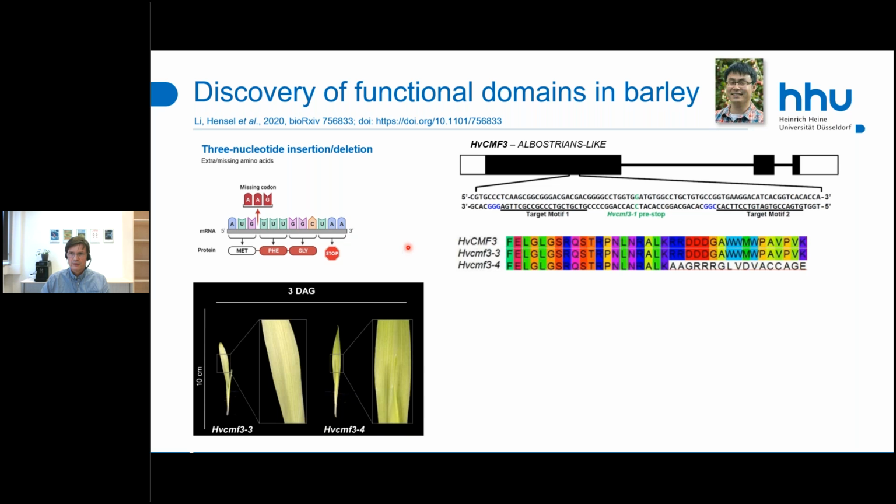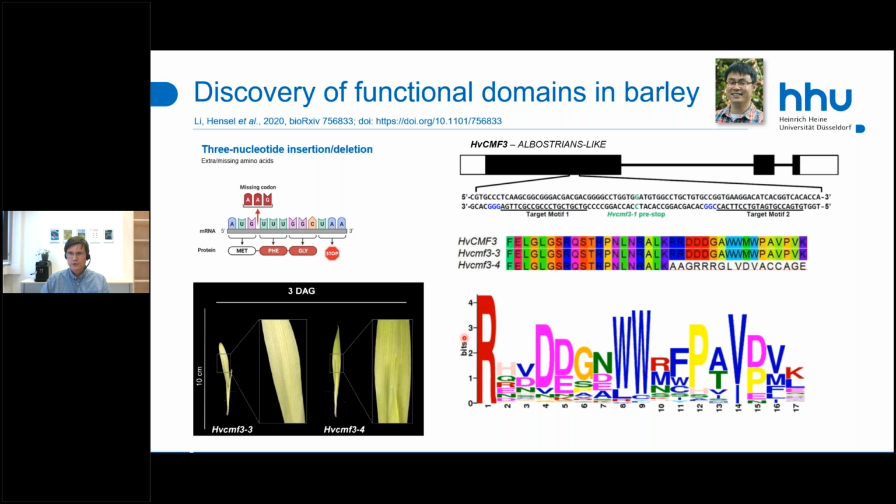And luckily, we could see a difference in the phenotype. The presence of this domain leads to different chloroplast development. Thereby we could identify that, although 4 functional domains were already described for the albostrians, by doing this site-directed mutagenesis, we could confirm that there is another functional domain amongst those genes, which is highlighted here.